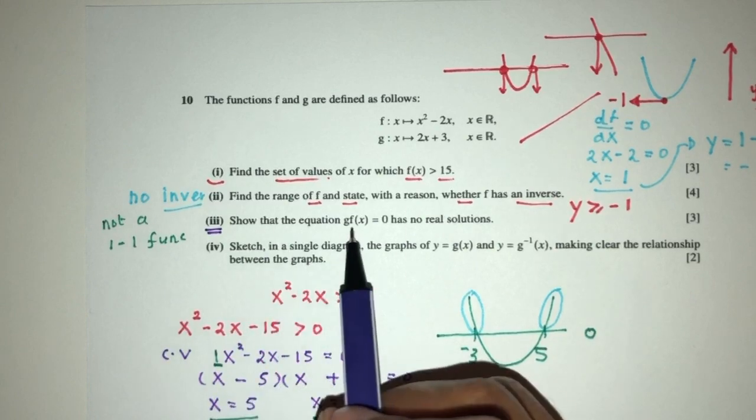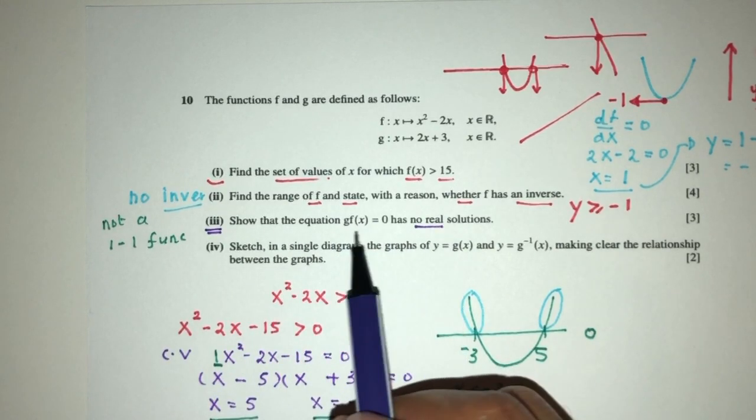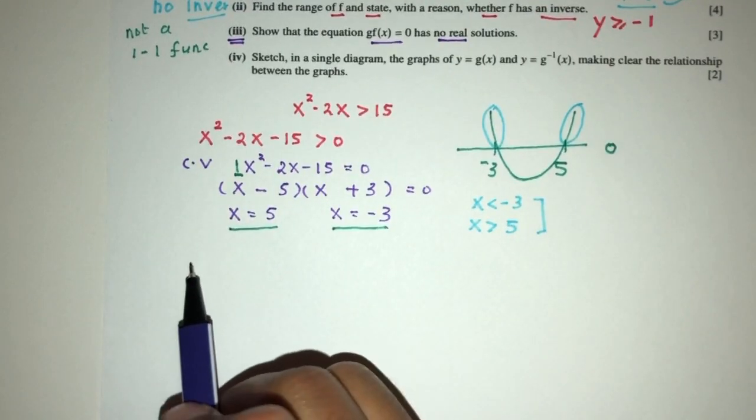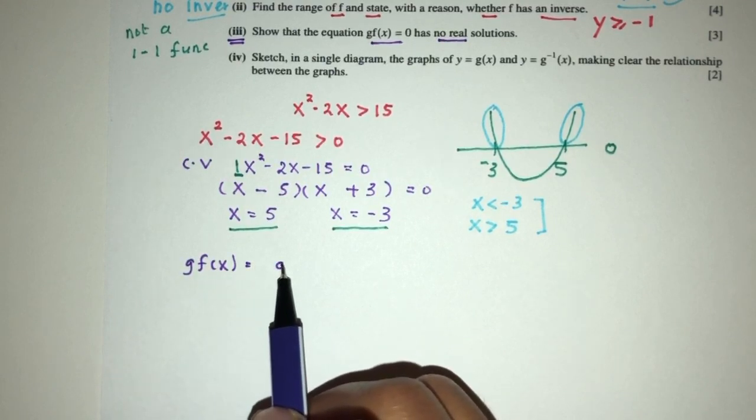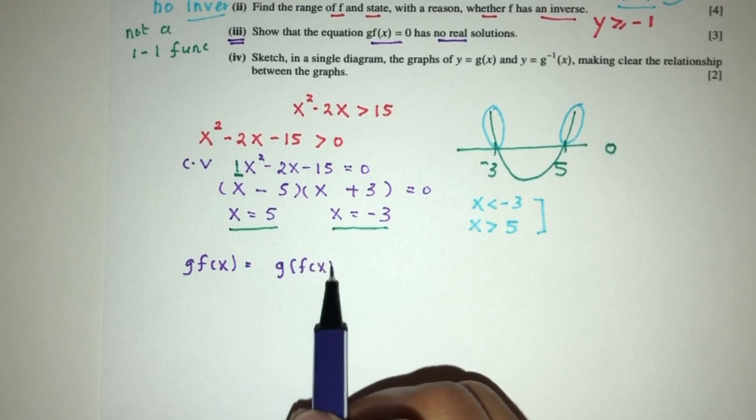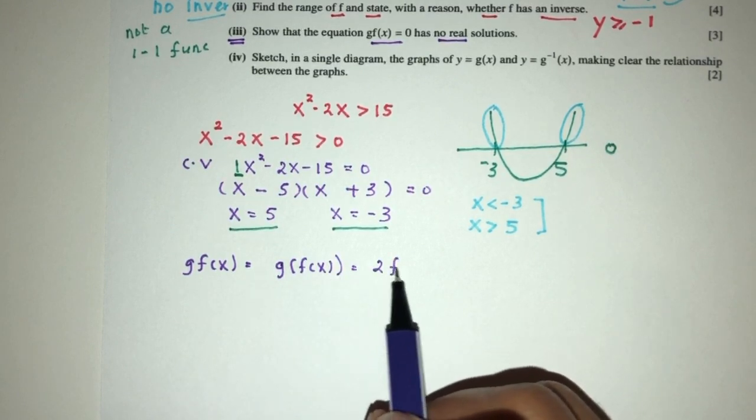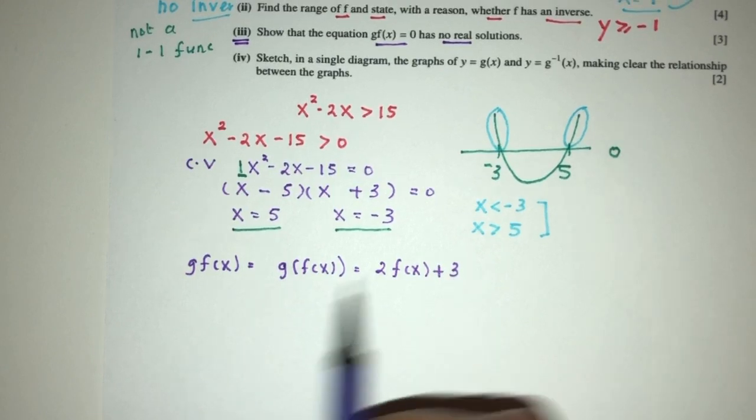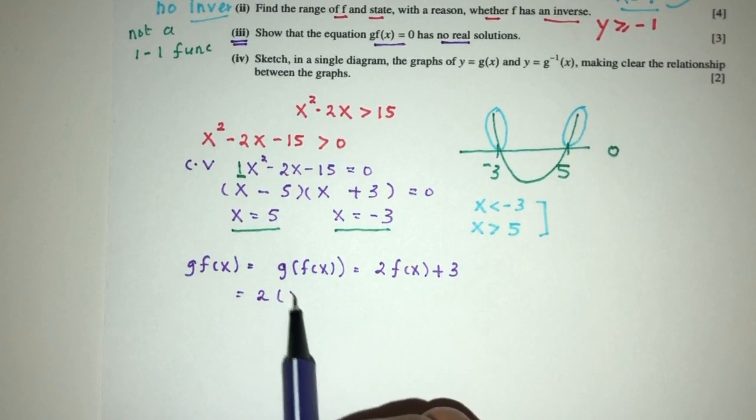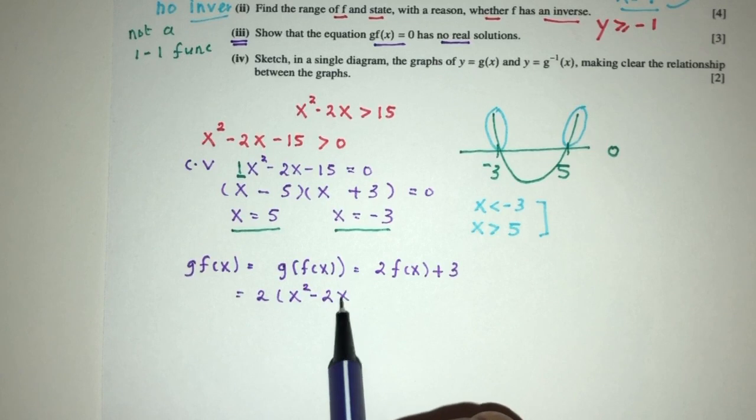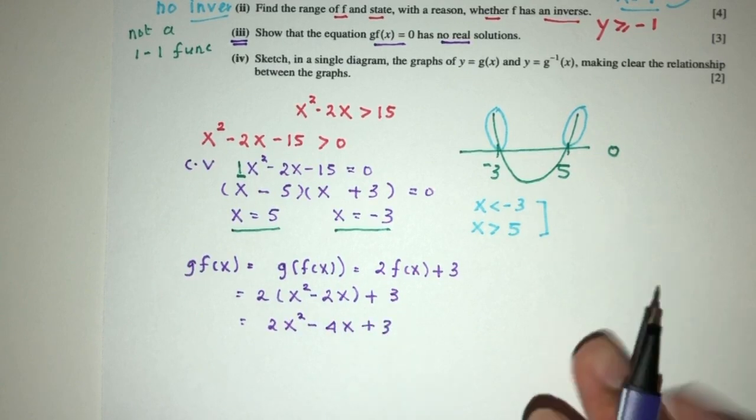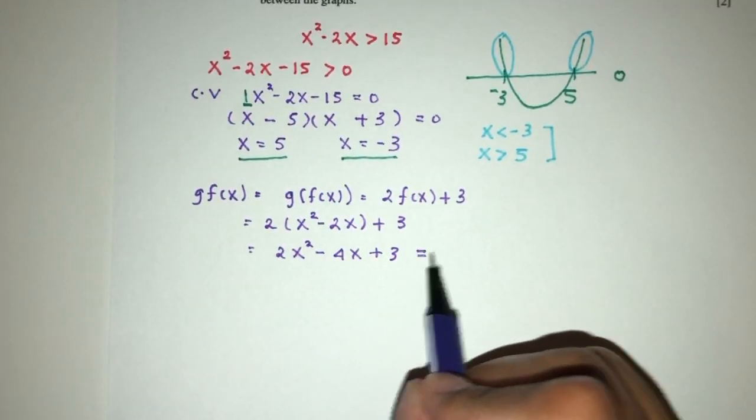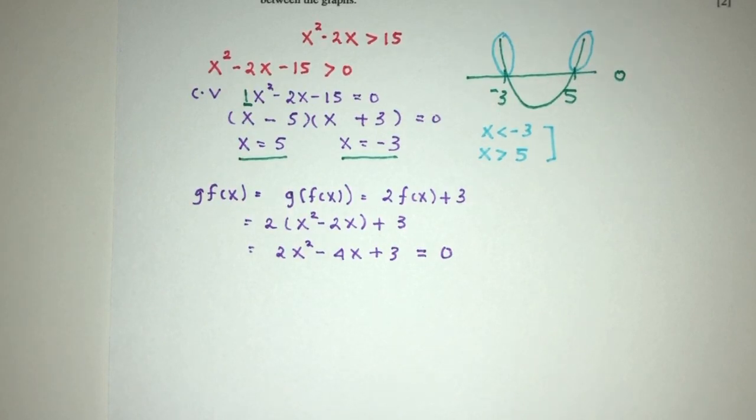Here we have to show the equation has no real roots. So pretty easy. First let's find g of f of x. That will be 2 f(x) plus 3. That should be 2 times (x squared minus 2x) plus 3. That will be 2x squared minus 4x plus 3. Now we have to equate that to 0, obviously, according to the equation. So now we have this.